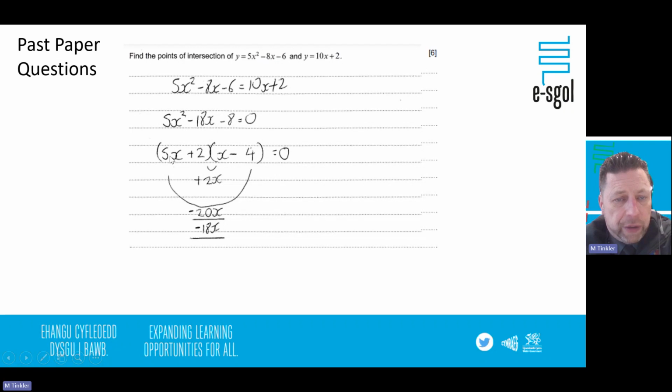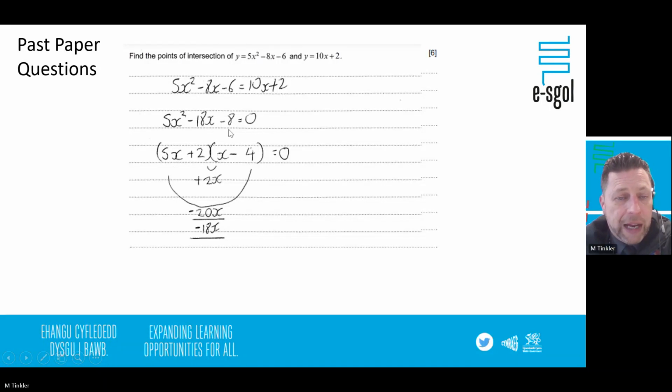Now it starts with 5x, so I would always start with 5x and x. It's a prime number on the front. I've got 8, so I would try 1 and 8 or 2 and 4, but as I say from my experience, it's normally 2 and 4 rather than 1 and 8. And if 2 and 4 don't work, then try 4 and 2. This smile gives me 2x. This smile gives me minus 20x. And the answer box has to say minus 18x because it says minus 18x there.